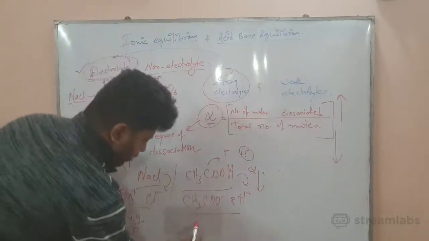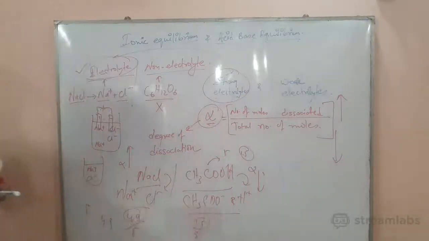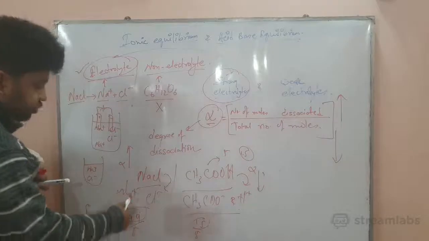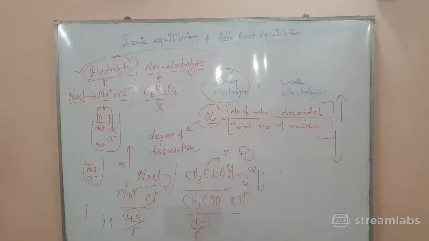Its alpha will be 1.5 divided by 5. So the numerator is already big. Right or wrong? Why is the numerator big? Because the maximum of the molecules dissociated. This is the nature of the substance. It depends on the nature of the substance which is going to get dissociated and which is not going to get dissociated properly.